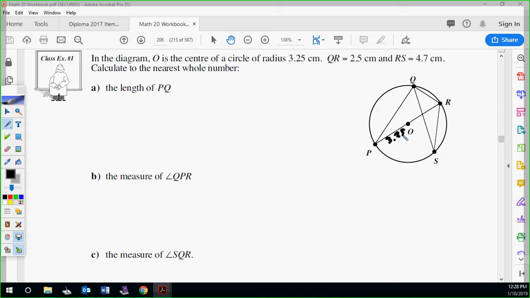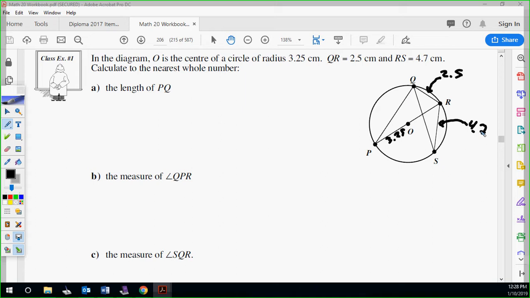We know that QR is 2.5. I'll just draw an arrow here so it's a little bit spaced out. That's 2.5. And then RS is 4.7. So we're trying to find PQ. Trying to find PQ.